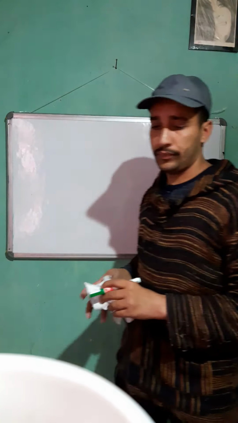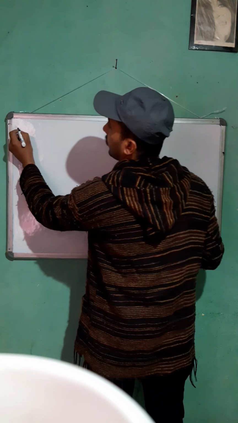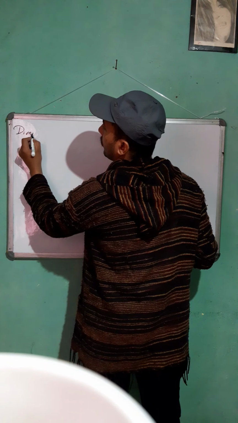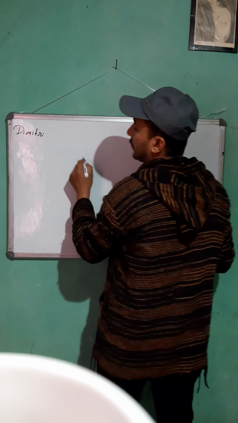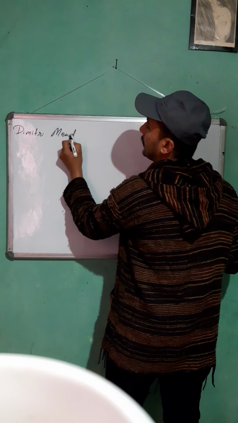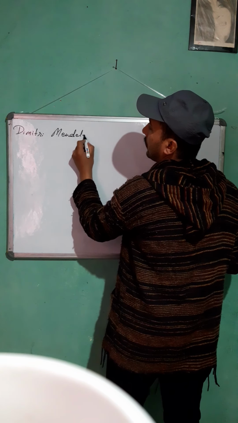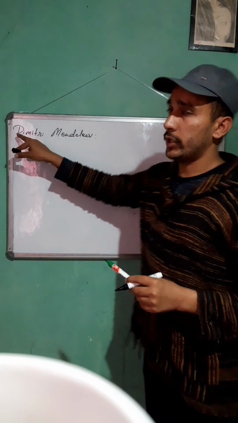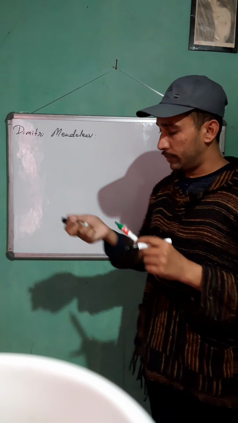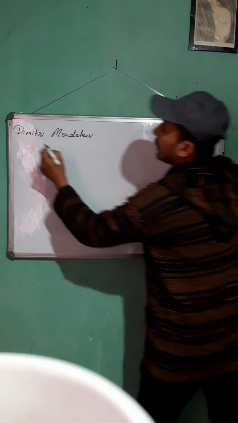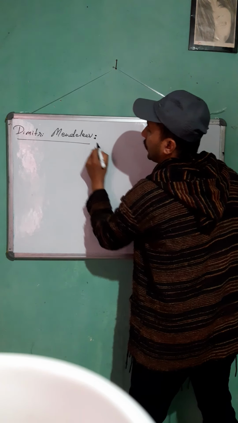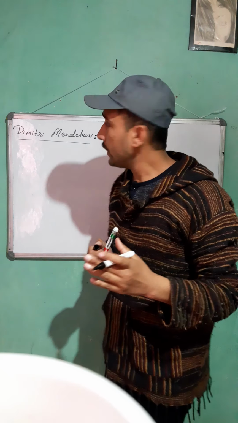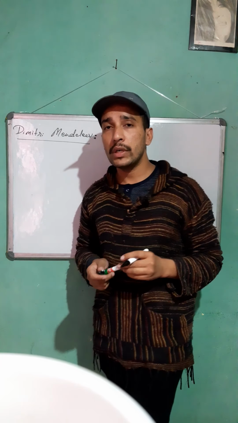Okay, now after Newland, Mendeleev came. Dmitri Mendeleev. I'm not sure about the spelling, okay? You check the spelling in your book. So Dmitri Mendeleev came with a new idea for the classification of elements.